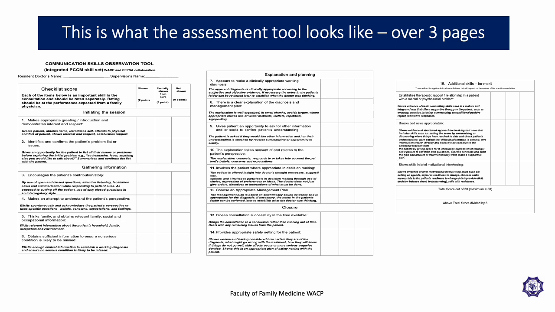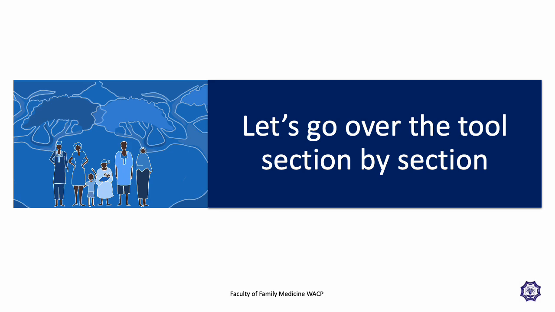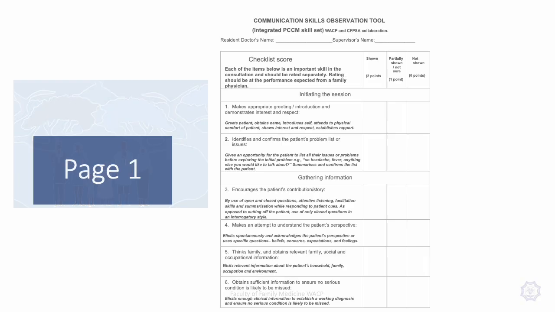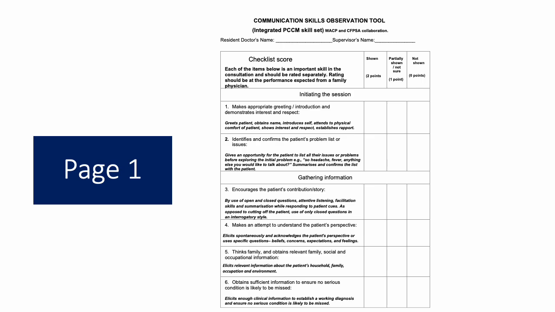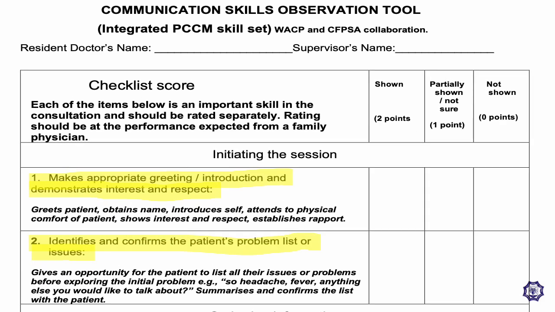So this is what the assessment form looks like. It's over 3 pages, but because it's really small, we're going to look at it more closely. So let's look at each section of the tool now. This is page 1 with the title of the form. And when we look closely, we've already described how to give a score.